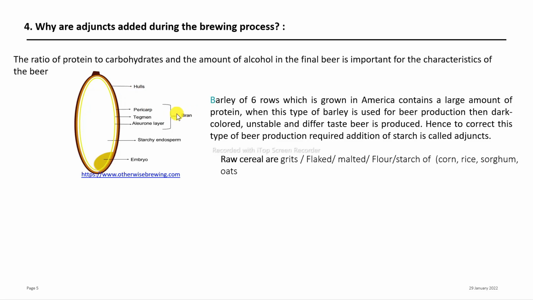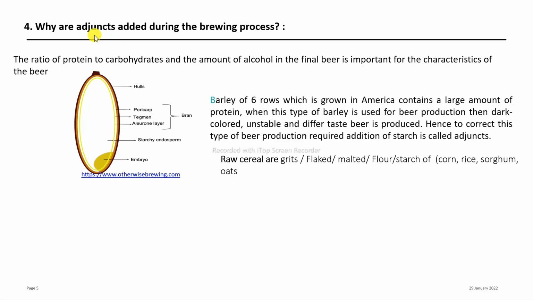The proportion of protein to carbohydrate is very important, and this ratio varies with the variety of barley grain. The 6 row barley grain contains more protein compared to other grains, which affects the final quality of the beer, with respect to the specific taste and the clarity of the beer. In order to maintain the protein to carbohydrate ratio, additional carbohydrate must be added in the form of other cereal grains, such as corn, rice, sorghum, oat, etc. This additional cereal grain addition is called the addition of adjuncts.